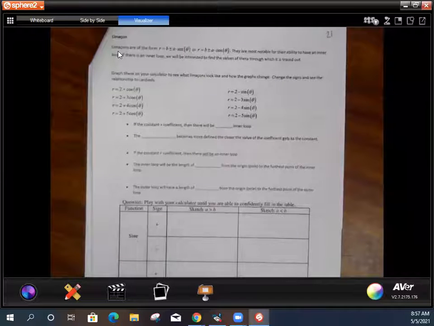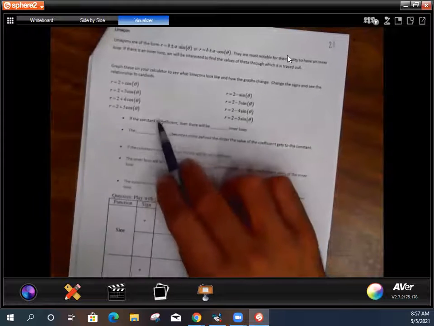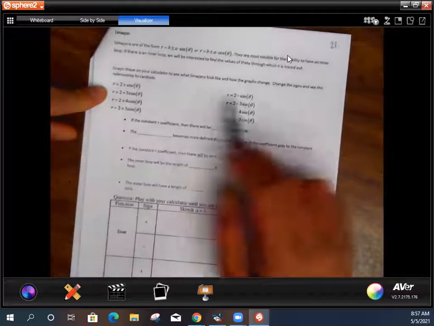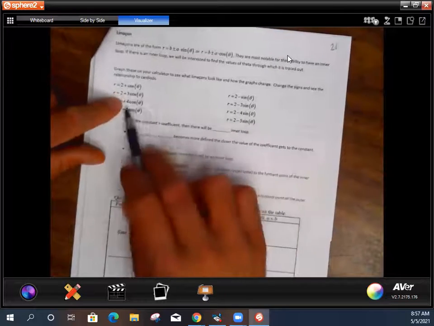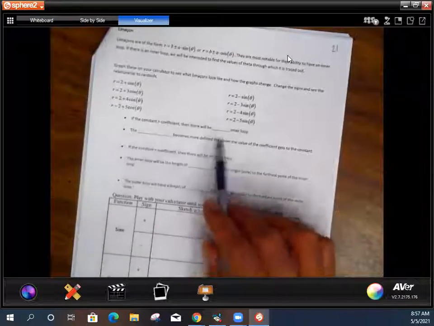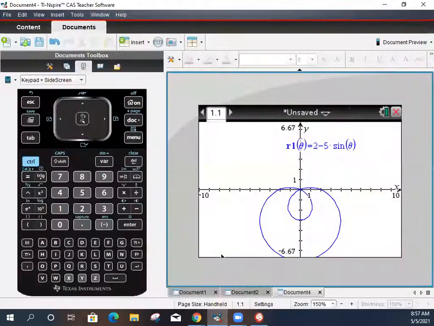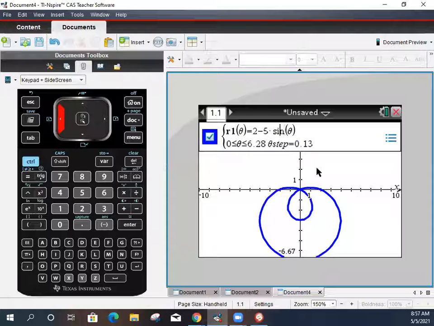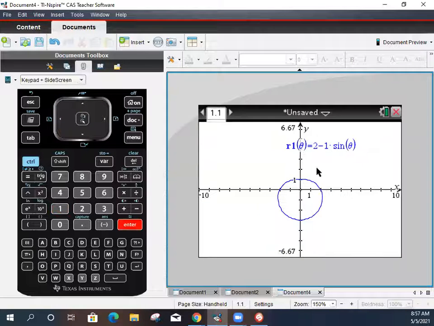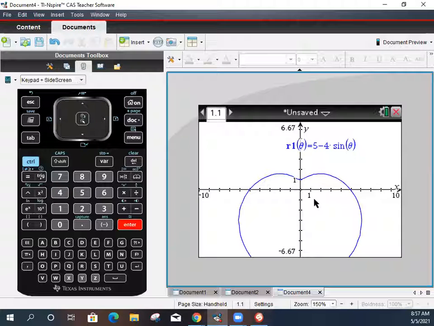All right, so with Limaçons, we just graphed these on our calculator and we noticed some things. If the constant, the number being added or subtracted to the number times cosine or number times sine, is bigger than the coefficient, then there is no inner loop. Examples of that would be, if we made this 1, there's no loop. If we made this 5 and this 4, there's a dimple, but there's no loop.